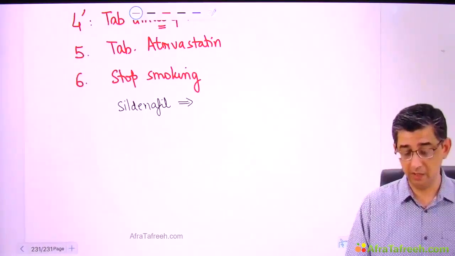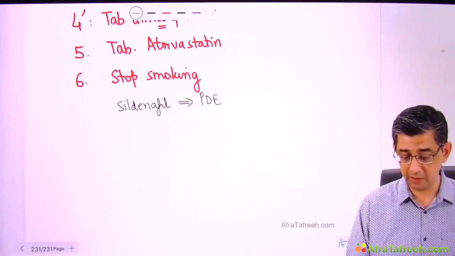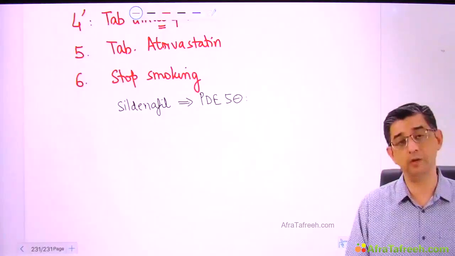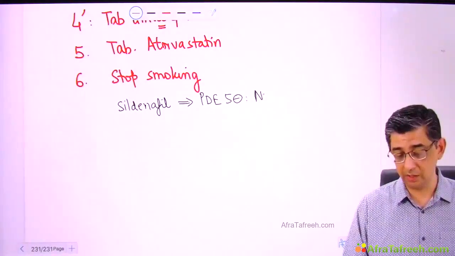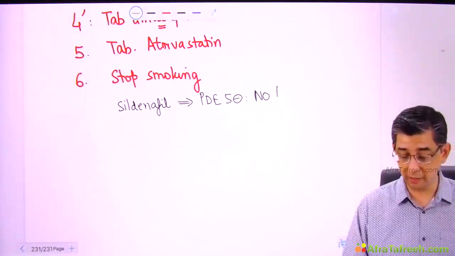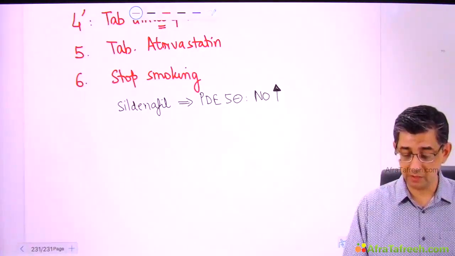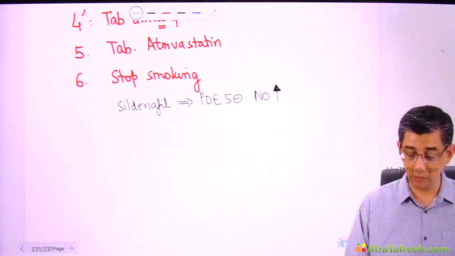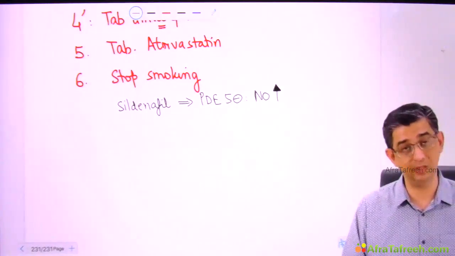Let us see why. Sildenafil per se is a phosphodiesterase 5 inhibitor. You all know that from pharmacology. And well, how does it work? It will act by increasing the amount of nitric oxide. And when nitric oxide increases, there is vasodilation. So there would be more blood supply to the penis. So he will be able to sustain an erection.